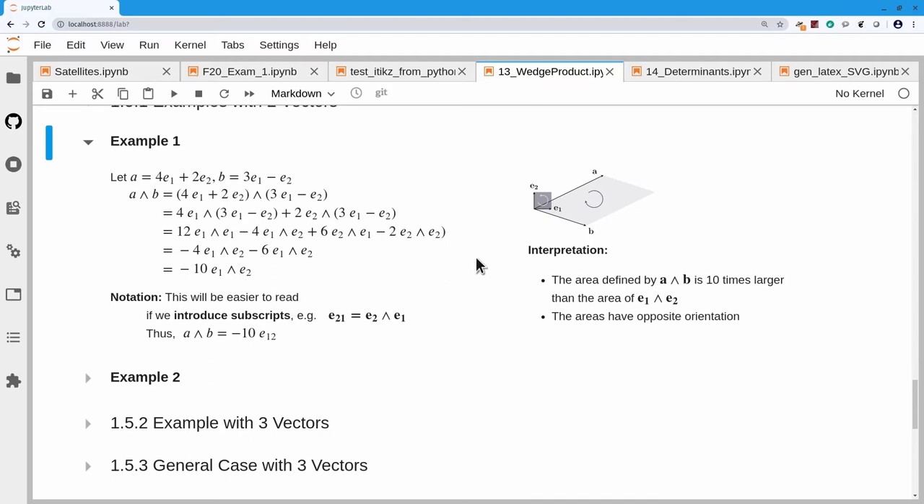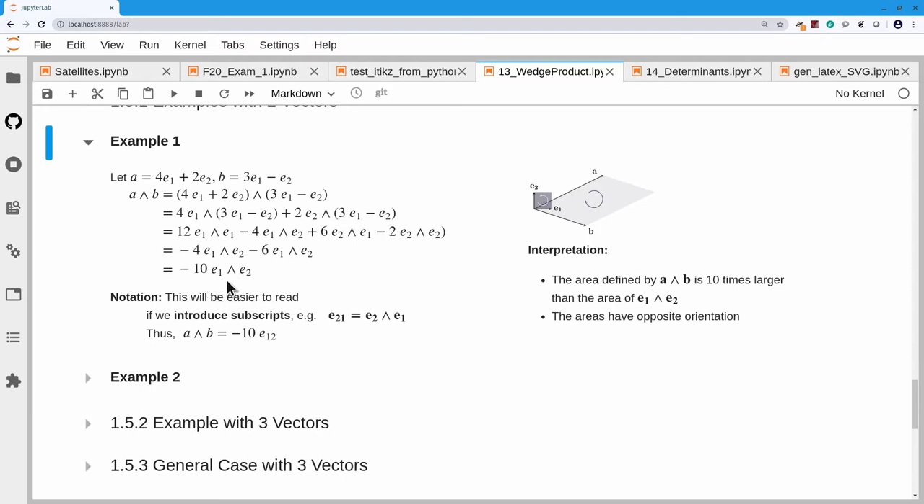If I look at the interpretation, I have my original wedge product A and B, and I've actually drawn the vectors to scale on a grid, I see a clockwise orientation for A wedge B and find that A wedge B is equal to minus 10 times e1 wedge e2. I'm comparing the area of A wedge B with the area of e1 e2. I found that they have opposite orientation, and that the area of A wedge B is 10 times as large as the area of e1, e2. So I found the area of the parallelogram defined by A and B with respect to the area of the parallelogram defined by e1, e2.